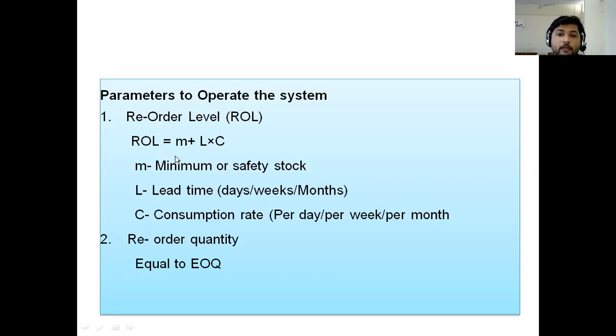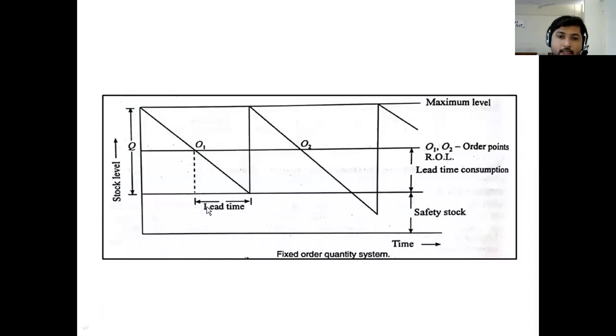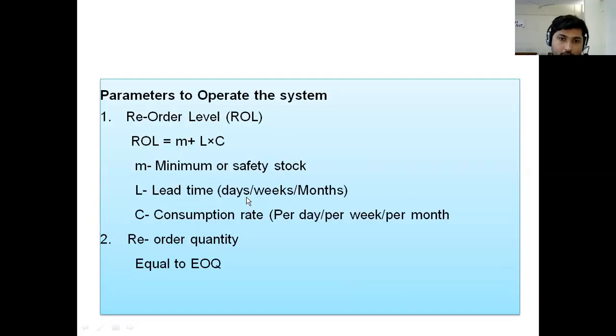So what is meant by m? M is nothing but minimum or a safety stock. Then L is nothing but the lead time, how much it should be, how much it is. So here you can see that this is the lead time, and in the lead time, how much is the consumption? What is the consumption rate, per day, per hour, per week, per month? So that will be the consumption rate. So L multiply by C.